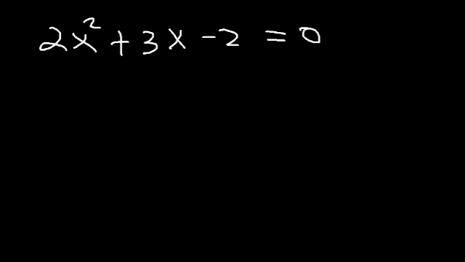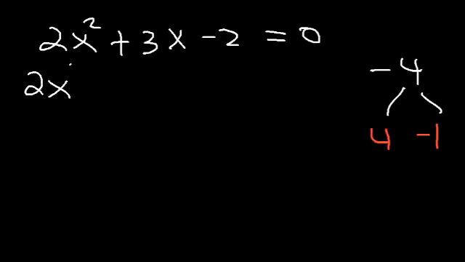Now, what if you have a trinomial where the leading coefficient is not 1? How can you factor this expression in order to solve for x? In this case, you need to multiply 2 and -2. 2 times -2 is -4. You need to find two numbers that multiply to -4 but still add to the middle term 3. So this is going to be 4 and -1. 4 plus -1 is +3, and 4 times -1 is still -4.